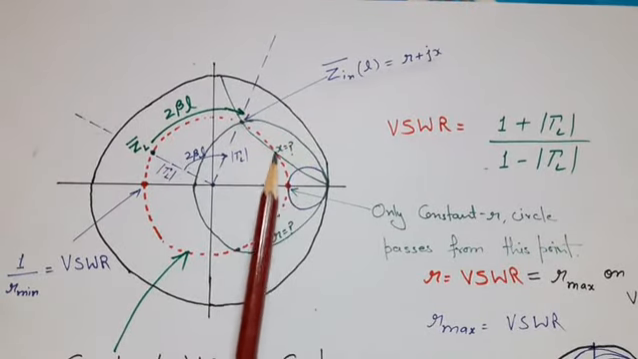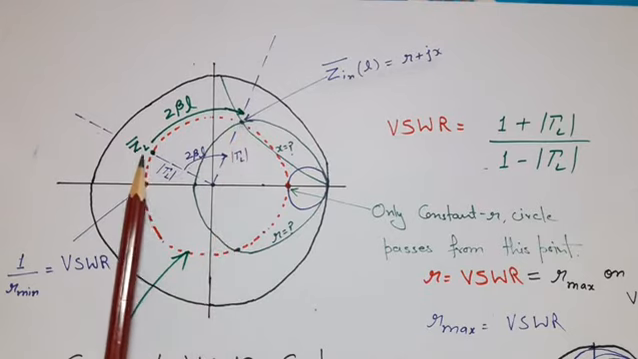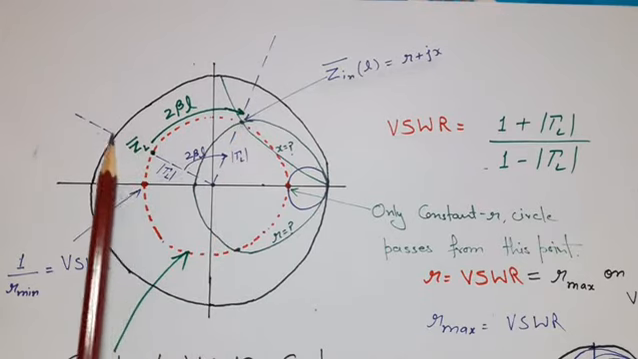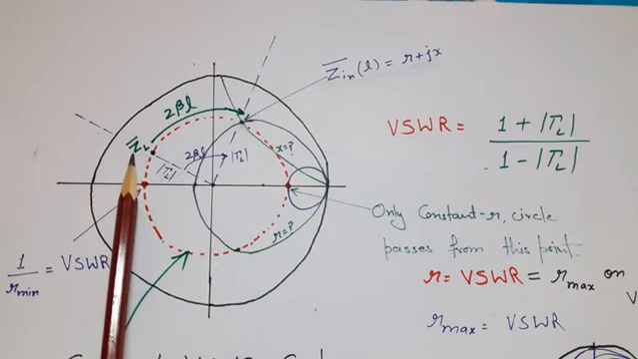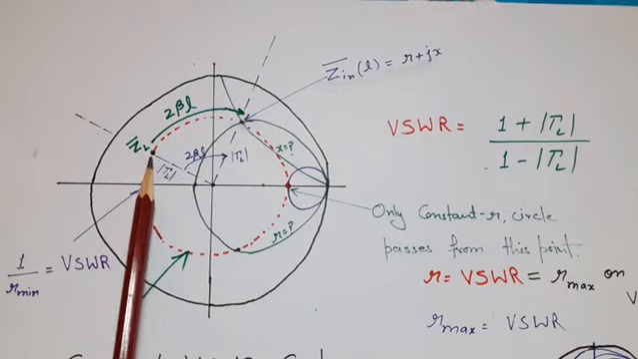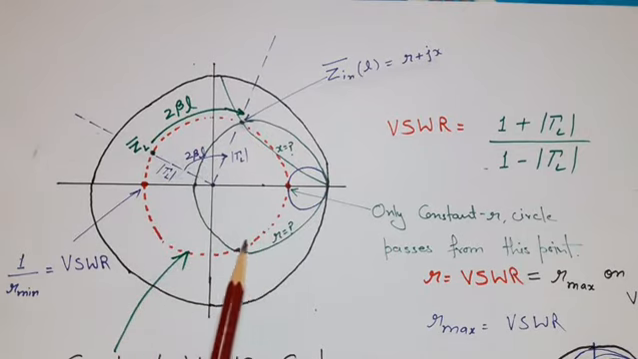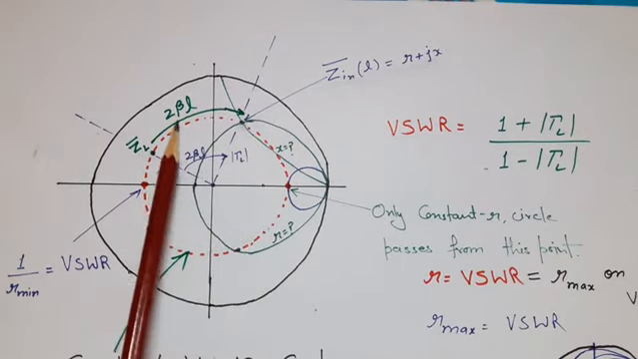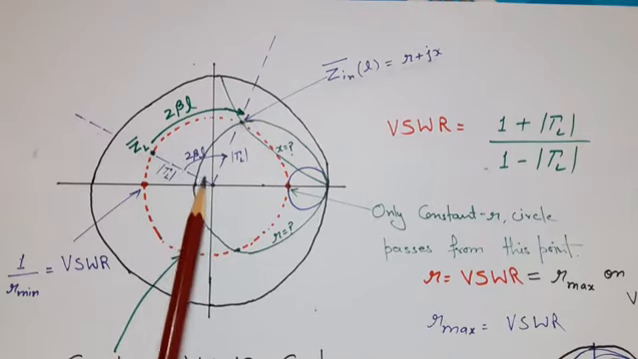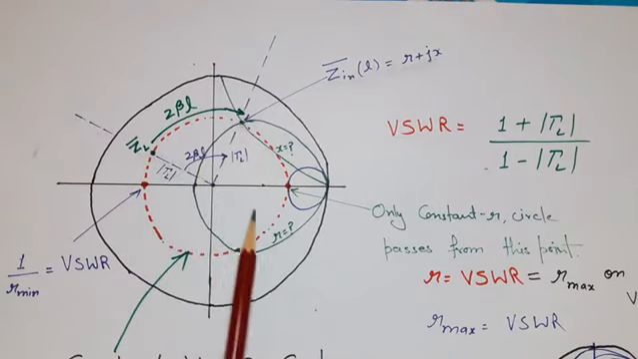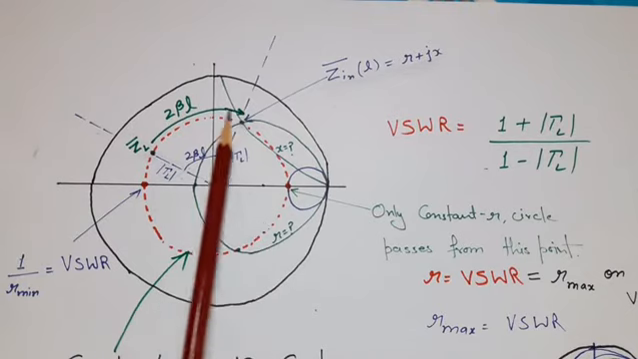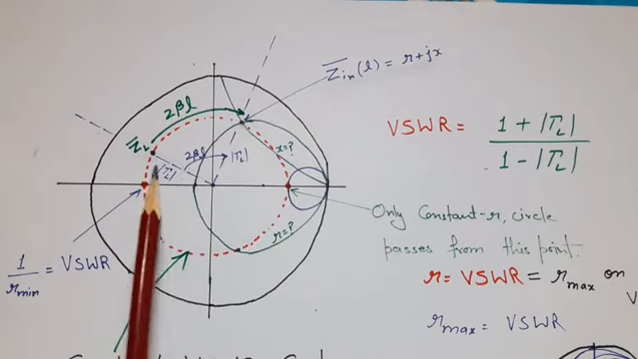For finding VSWR we must be given a normalized load and then we will be asked to find VSWR. So for this, first we will mark that load on the Smith chart, then this vector will be gamma L. Now we will draw a circle with center at the origin and radius gamma L. Now what we observe is that the magnitude of gamma L is the same throughout this circle, meaning on the periphery of the circle the magnitude of gamma L is the same, only the phase is different.